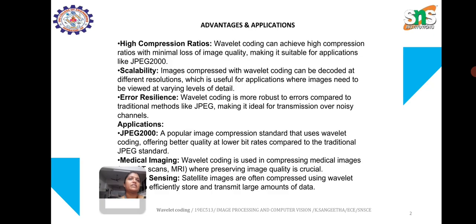And scalable, that is, wavelet coding can efficiently represent both low and high quality images from the same compressed bit stream. And it can be used for both lossless and lossy compression, that is, dual mode. So wavelet coding supports both lossless and lossy compression, allowing flexibility depending on the application. It is mainly used for medical imaging for lossless and image storage for lossy.